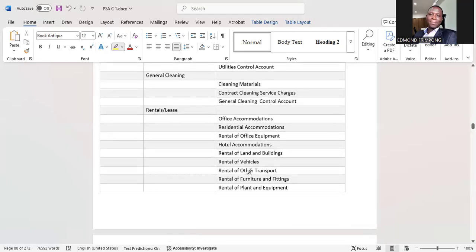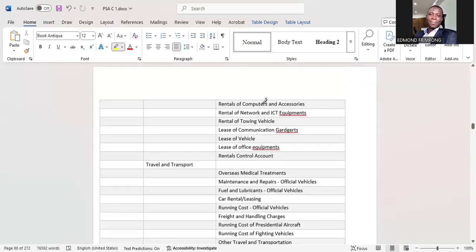Then rent. Sometimes government rents the premises of private individuals, or even the government itself. So for classification purposes, rent or leases all come under use of goods and services. So we have office accommodation, residential, hotel, rental of land and building. We have to know this one by heart. If it is given in the trial balance, where does it go? Is it compensation? Is it goods and services? Any form of rental.